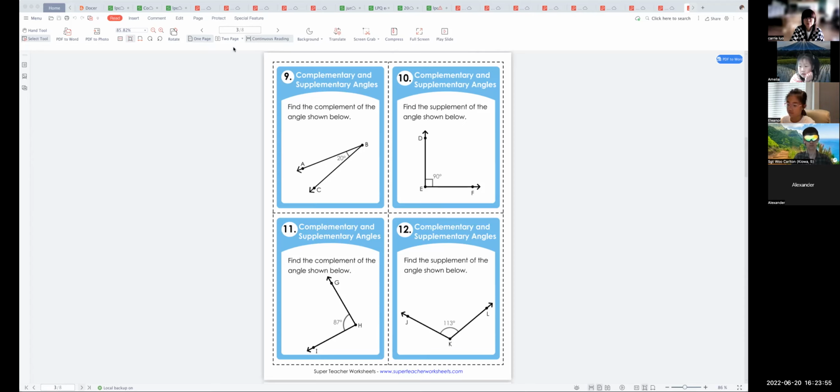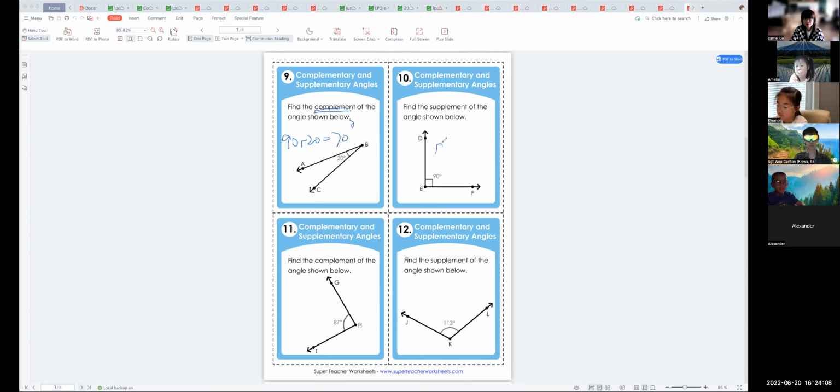Okay, time is up, so I'm going to explain this one. Complementary, 90 minus 20 equals 70 degrees. Let's take a look at the next one. Find the supplementary of the angle: 180 minus 90 equals 90 degrees. Find the complementary: 90 minus 87 equals 3 degrees. And this one is 180 minus 113 equals 67 degrees.